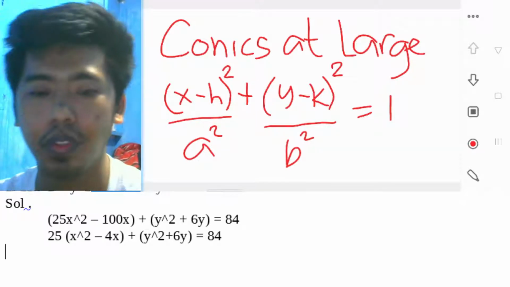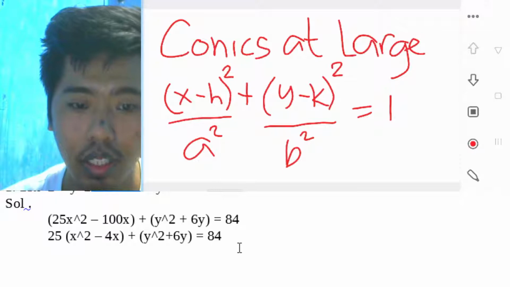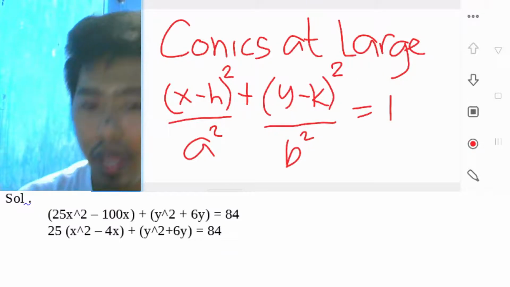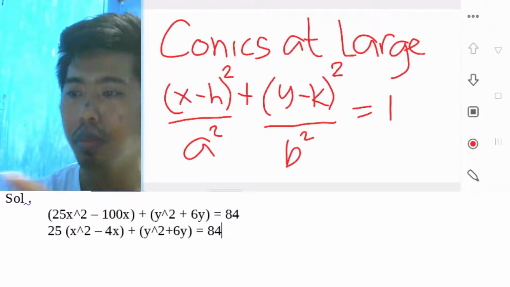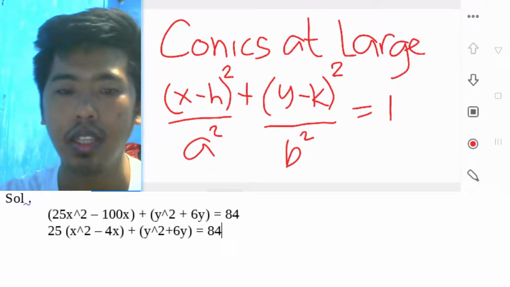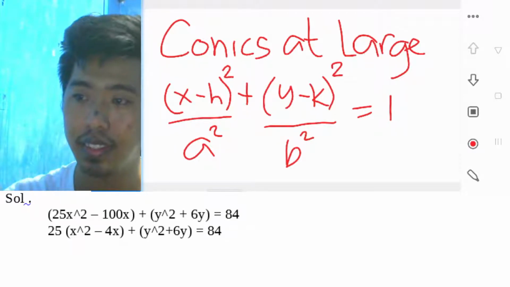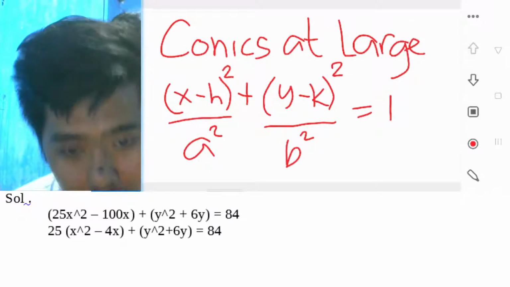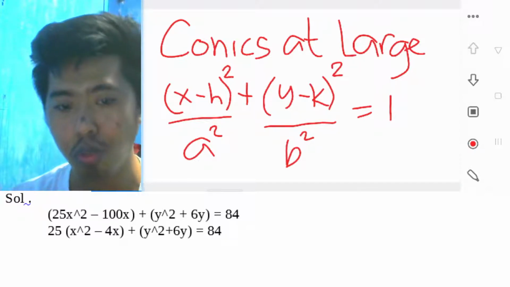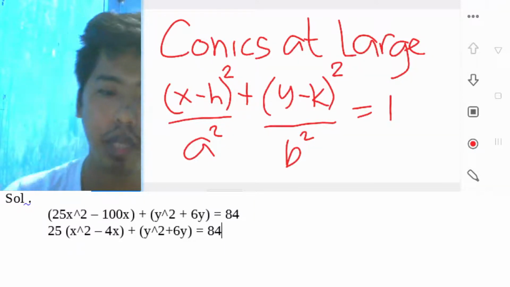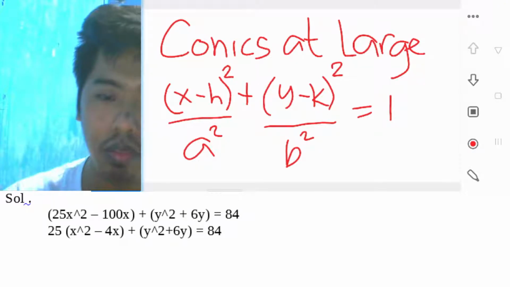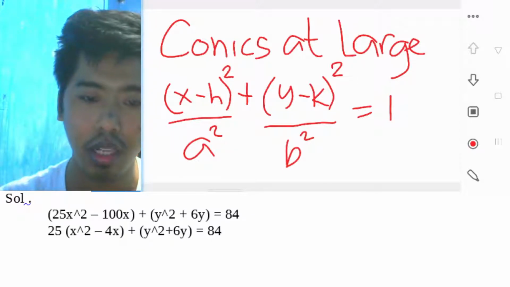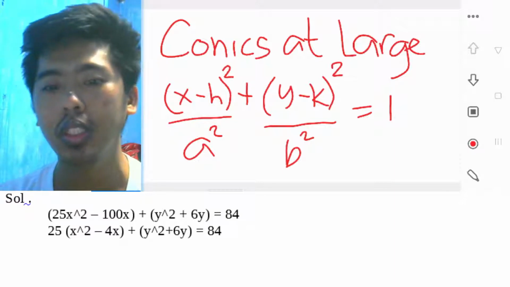Okay. So we have removed the 25 numerical coefficient. So what's next? We're going to make that into the format above for the ellipse. Now, if we look at the ellipse, guys, it's a binomial square, and we can see we only have binomials without squares. So we're going to make that into a binomial square. But before we can achieve the binomial square, that binomial should become a perfect trinomial so that we can make that into a binomial square.